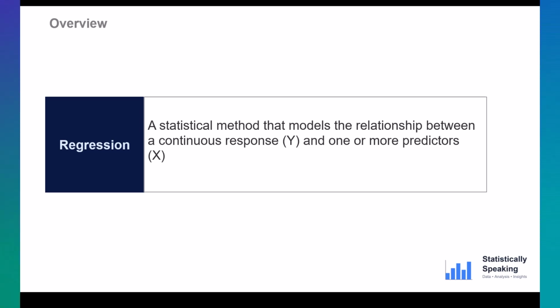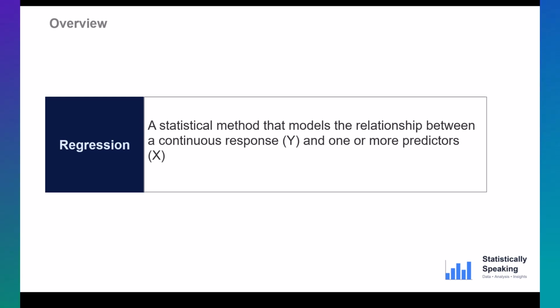So what is regression? It is a statistical method that models the relationship between a continuous response, that is y, and one or more predictors, usually denoted as x. Let's explore what each of these terms mean.